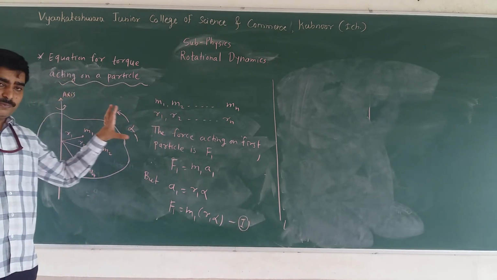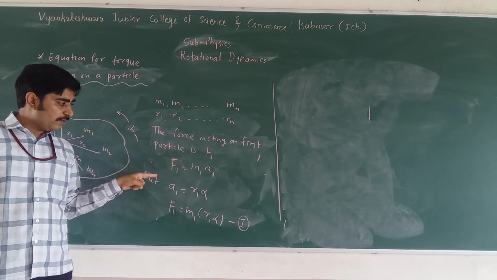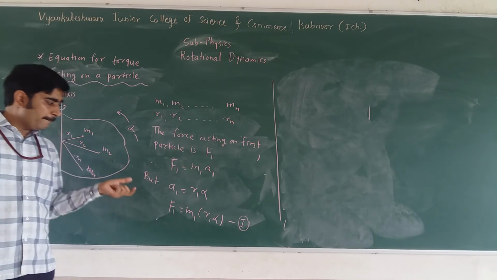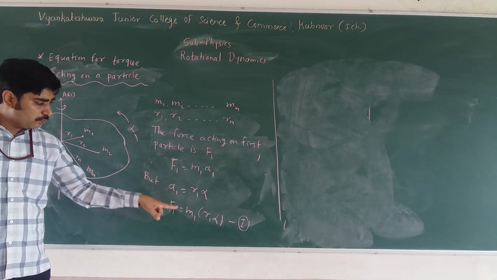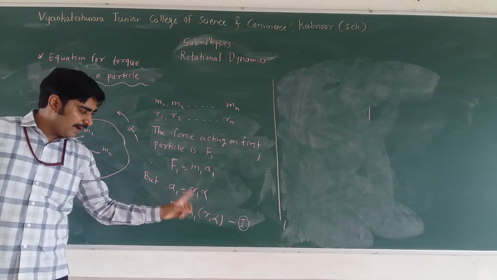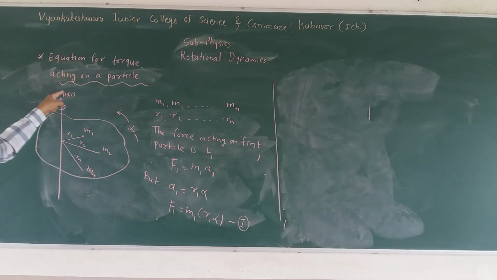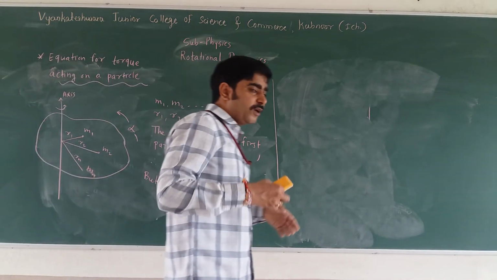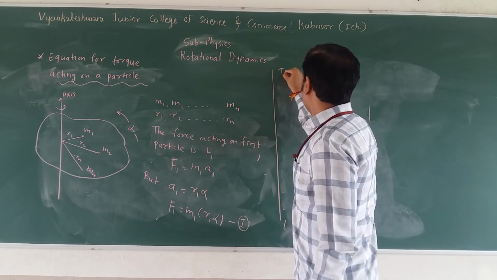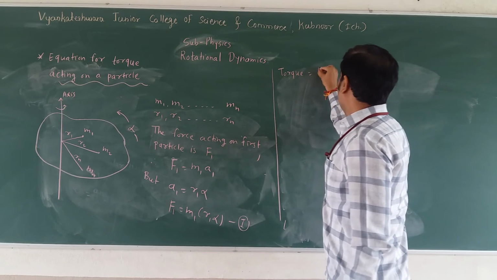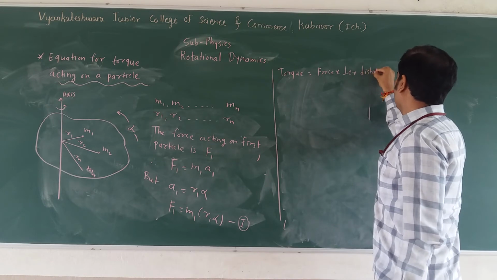Again I am going to explain this part. The force acting on the first particle is F1. Therefore, F1 is equal to M1 into A1. But what is the value of A1? A1 is equal to R1 alpha. So F1 is equal to M1 R1 alpha. What we are going to determine? We are going to determine the equation for torque acting on the particle. So what is the formula for the torque? Torque is nothing but force multiplied by the perpendicular distance.